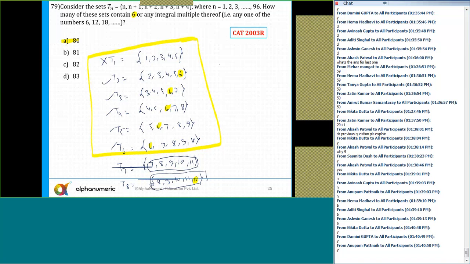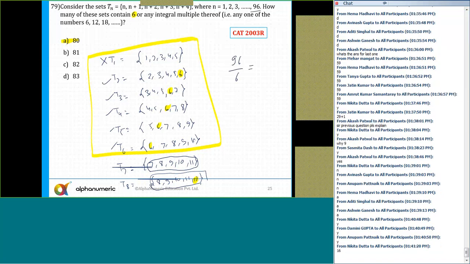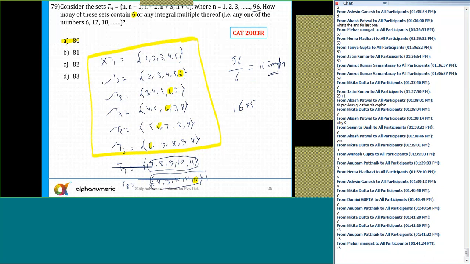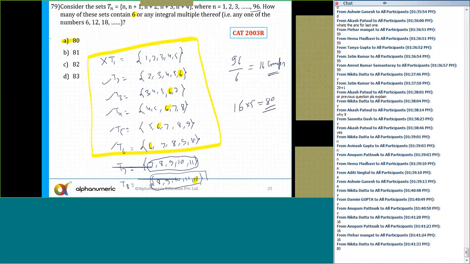So how many groups of 6 numbers are there? It is 96, so 96 by 6. What is 96 by 6? 16. So there are 16 groups. And in each group, there will be 5 sets which contain a multiple of 6. So I'll say 16 into 5, and 16 into 5 is 80. So that's why the answer is option A, which is 80.